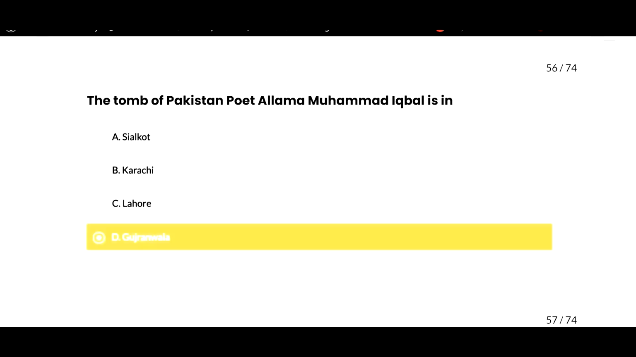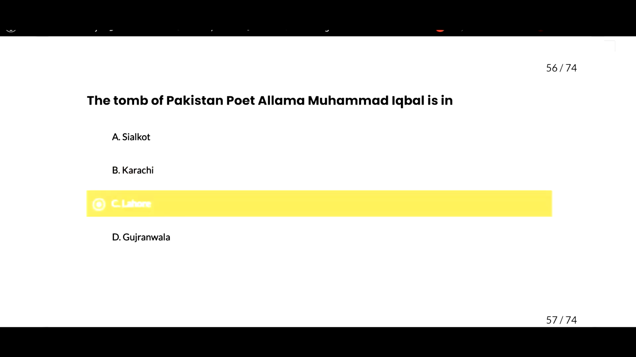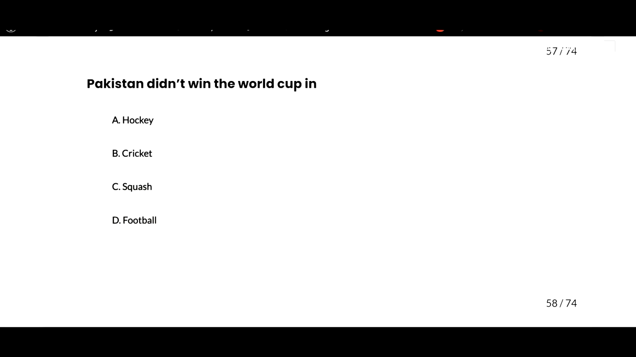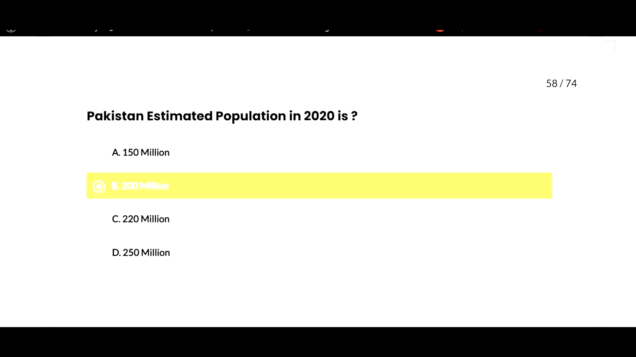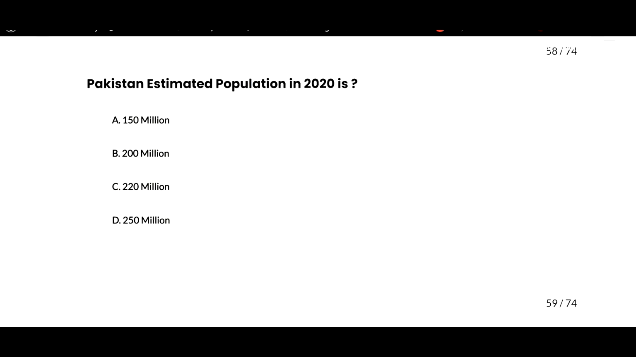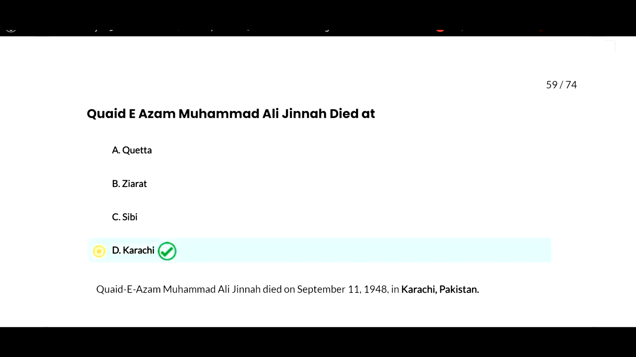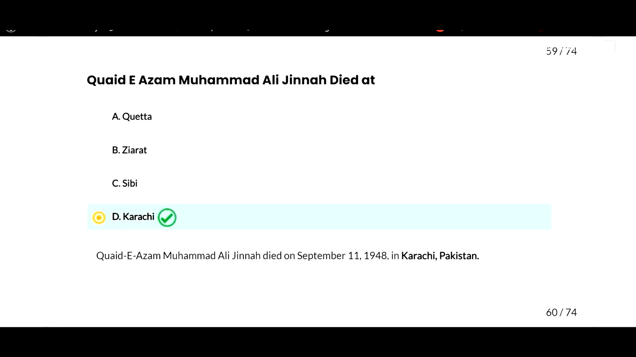The next is, the tomb of Pakistan poet Allama Muhammad Iqbal is in Lahore. C option is correct. The next is, Pakistan did not win the World Cup in football. D option is correct. The next is, Pakistan estimated population in 2020 is 220 million. C option is correct. The next is, Quaid-e-Azam Muhammad Ali Jinnah died at Karachi. Quaid-e-Azam Muhammad Ali Jinnah died on 11 September 1948 in Karachi.